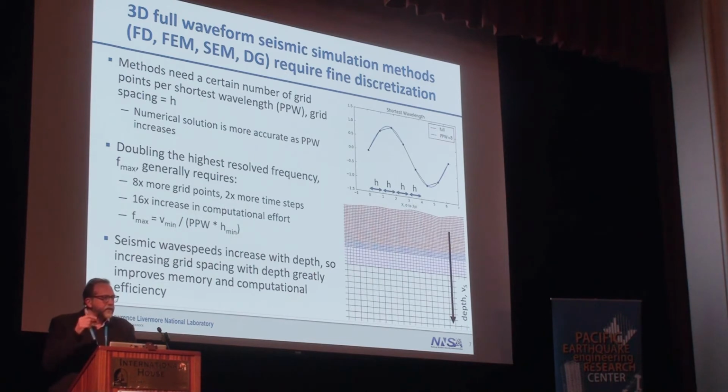We have to decrease the grid spacing in the X, Y, and Z direction, so 8 times more points. We have to run it for twice as many time steps, so it's a factor of 16 computationally to double the frequency. We can improve on this by having mesh refinement, which we have in SW4, where the grid spacing gets deeper with depth as the wave speeds increase, and that improves efficiency.